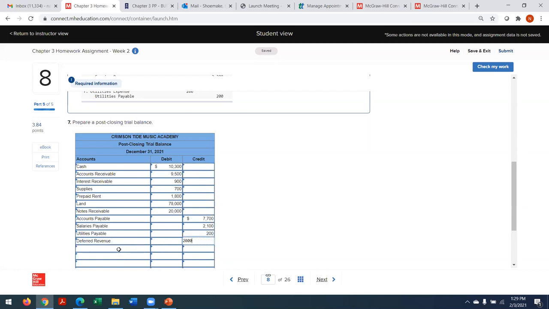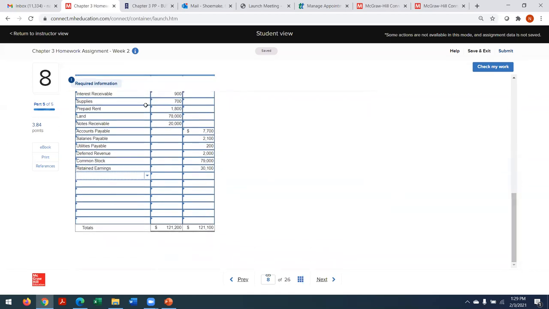Common stock. 79,000. Retained earnings. 30,100. And the interest receivable, it's 800. Thank you. You see, we balance, guys. Thanks to the interest receivable of 800, I would have been pulling my hair out.